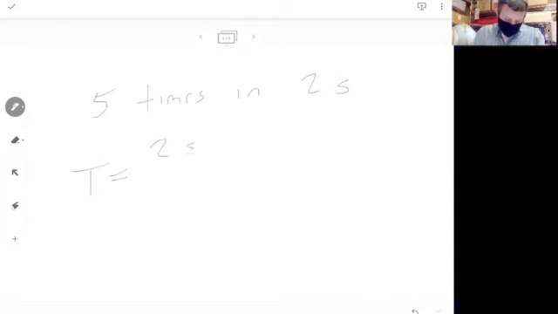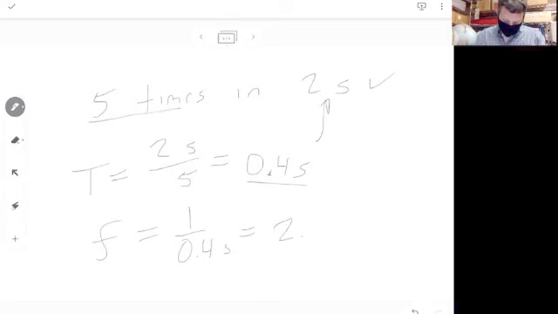So it's 2 seconds divided by 5. So its period is 0.4 seconds, which again, if something happens 5 times and this is the amount of time each, 5 times 0.4 is 2. It checks out. So that's your period. So then your frequency would just be the inverse of that. And that should be 2.5. And that's going to be inverse seconds, or hertz.